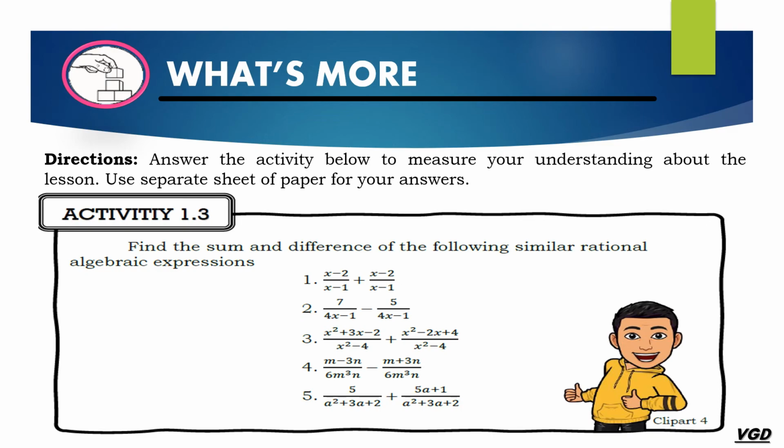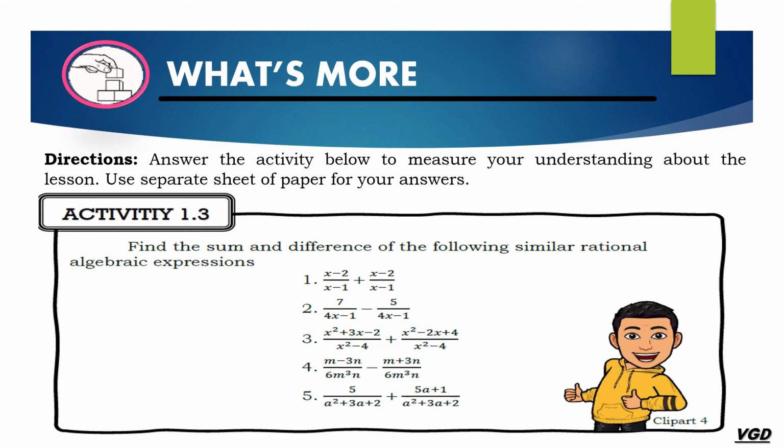Now, let's try answering this activity to check your knowledge about adding and subtracting similar rational algebraic expressions. So what's more? Directions: Answer the activity below to measure your understanding about the lesson. Use a separate sheet of paper for your answers. Activity 1.3. Find the sum and difference of the following similar rational algebraic expressions.